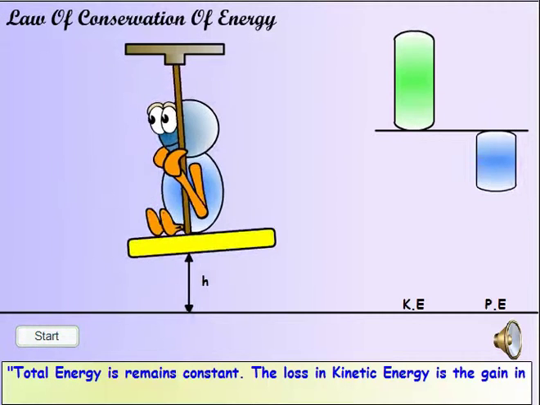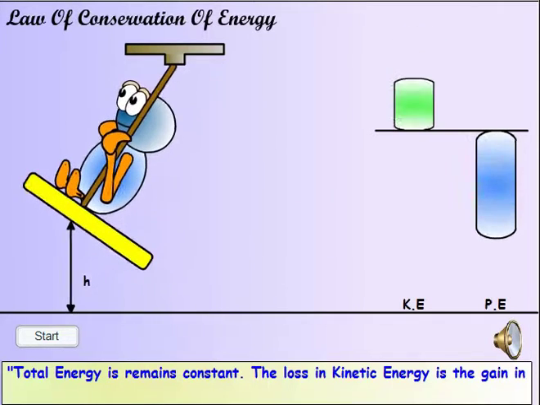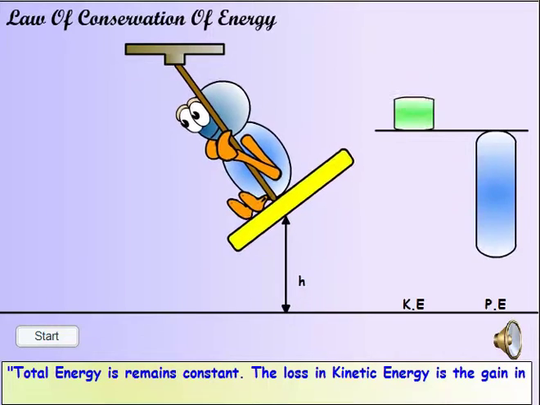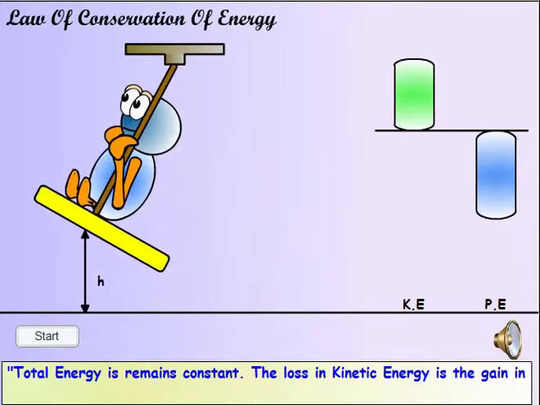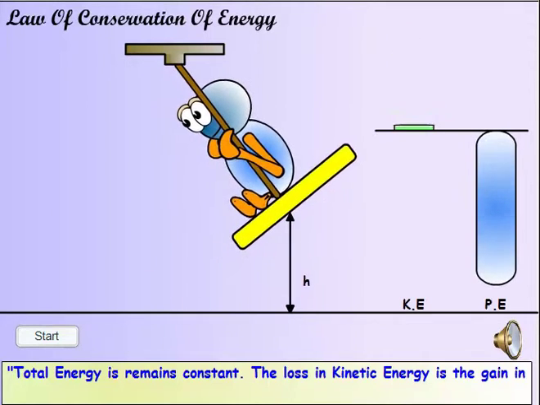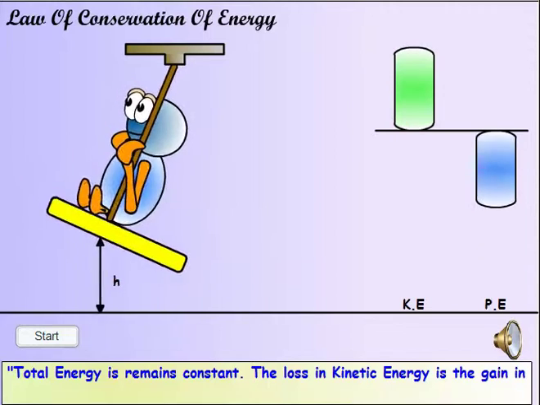By the law of conservation of energy, energy is neither gained nor lost, but converted from one form to another. In the swing, the loss in potential energy from the extremes to the mean is the gain in kinetic energy. The loss in kinetic energy from the mean to the extremes is the gain in potential energy.